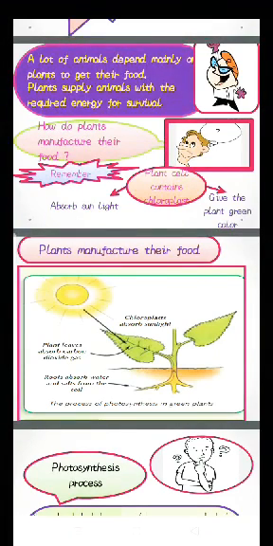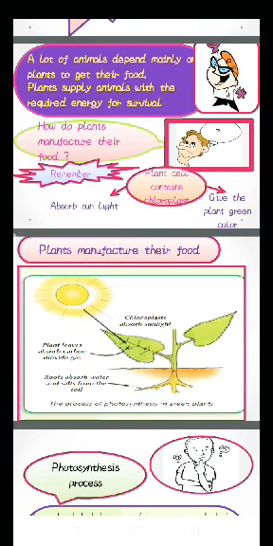Number 2, roots. Roots absorb water and mineral salt from the soil. The plant needs sunlight, carbon dioxide gas, water and mineral salt to make its own food during the photosynthesis process. These factors react together and produce plant food as sugar or starch. Plant food is sugar or starch.